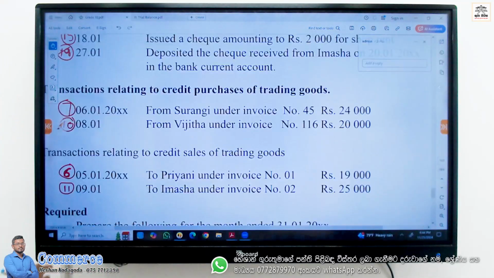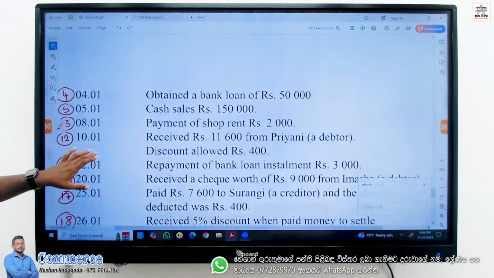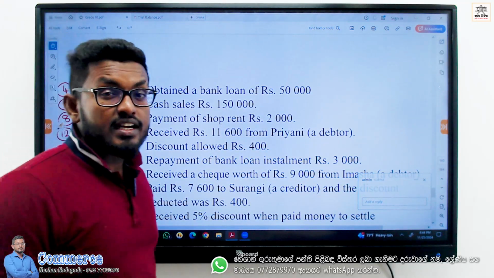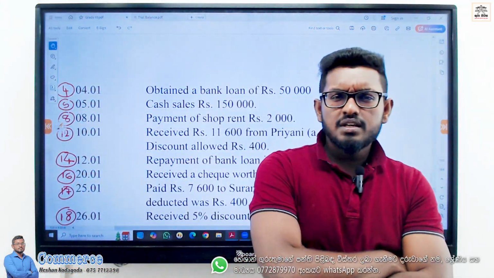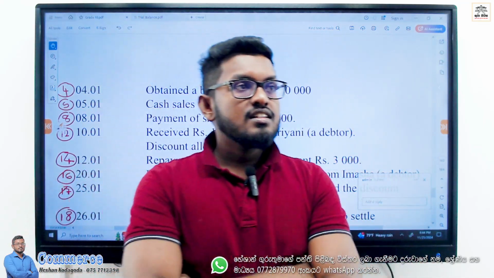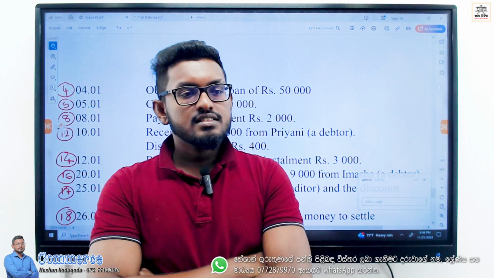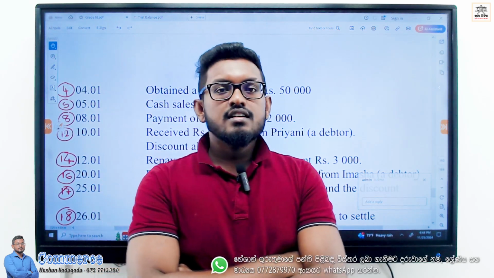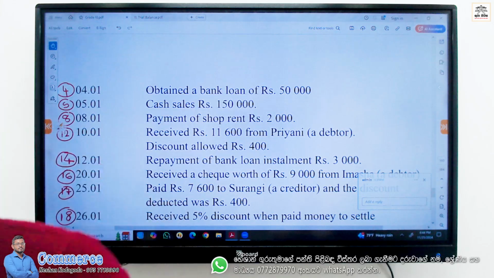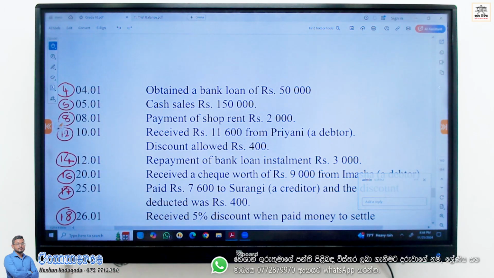Number 6 done. Number 7 done. Then let's go to number 8. Payment of shop rent 20,000. Can anyone tell me what is the double entry? It's under cash transactions, right? Cash account credit, rent account debit. Quickly record it.